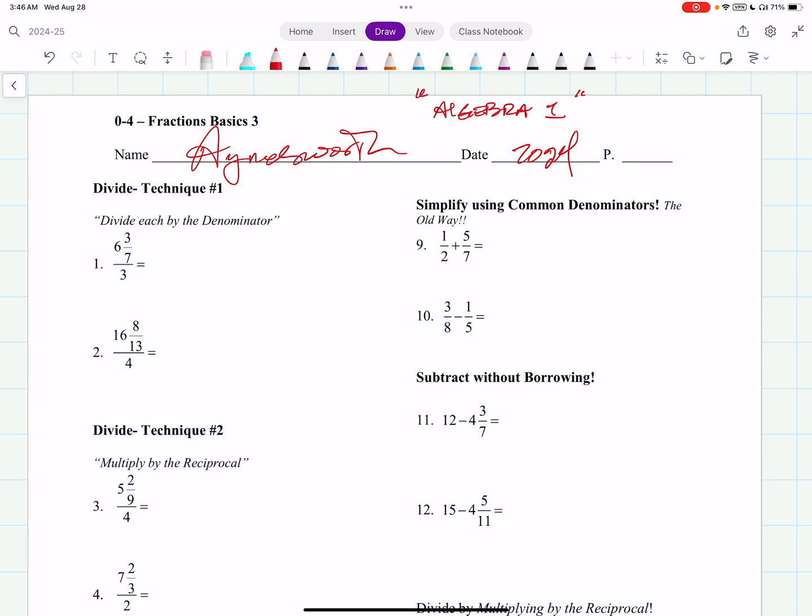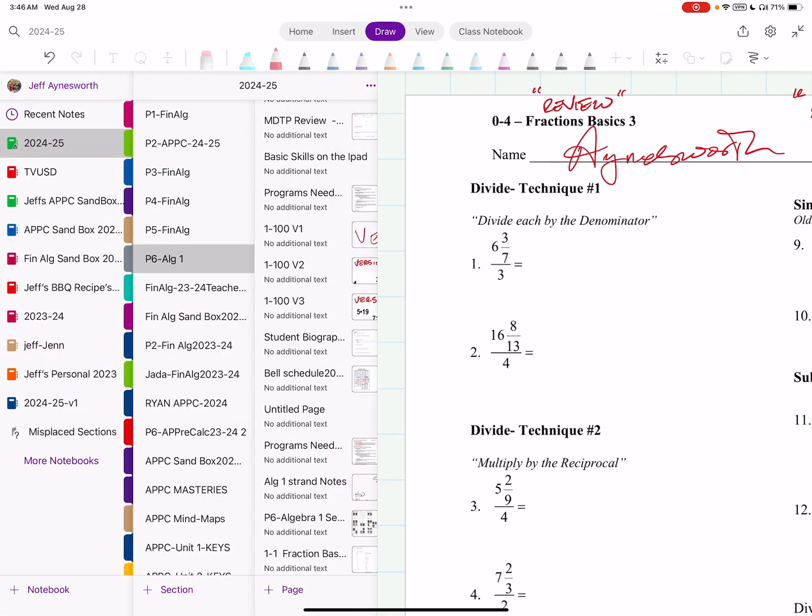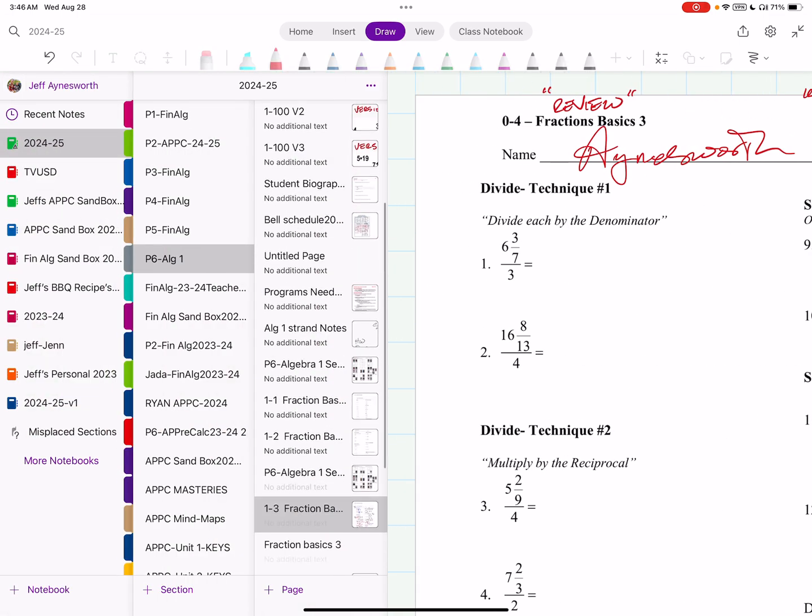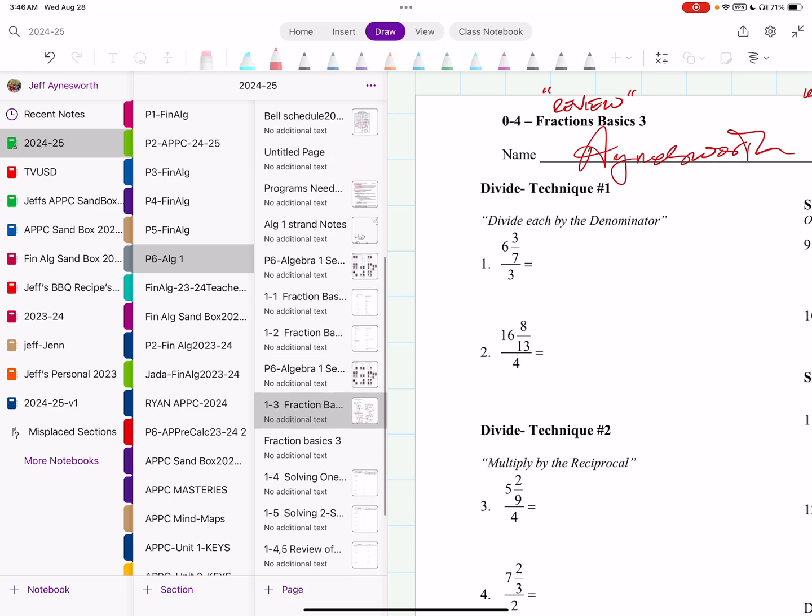All right, this is just a review of what we did in Fraction Basics 1 and 2. Okay, so this is a review exercise. Now, remember, if you forget a technique, obviously you've got this video. However, in OneNote, we have done the previous two lessons here. So let me just show you.